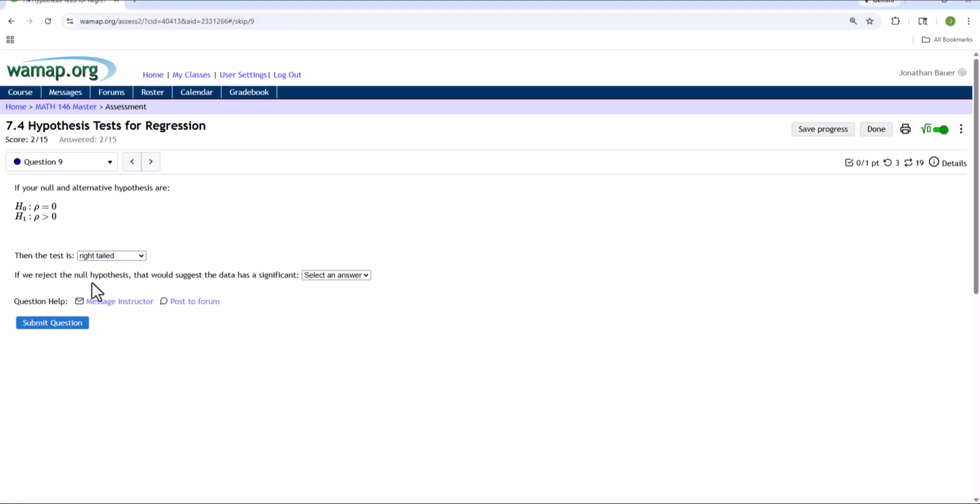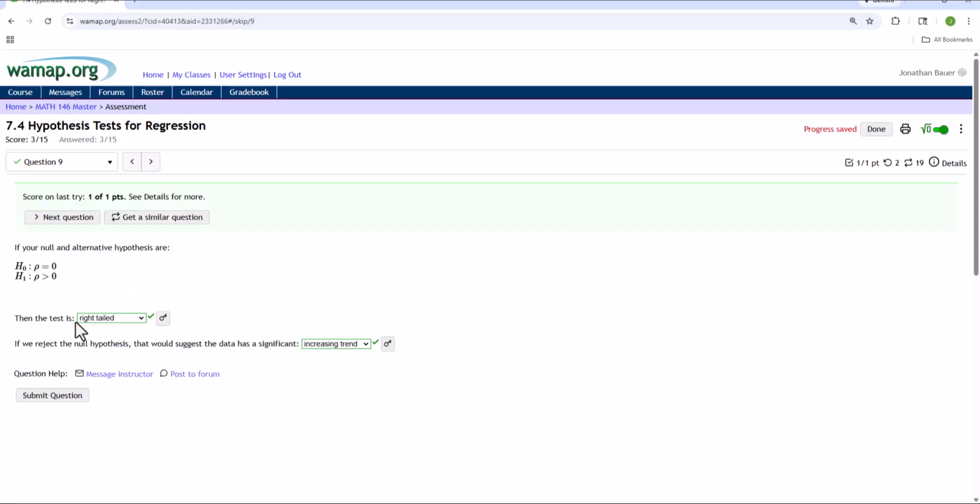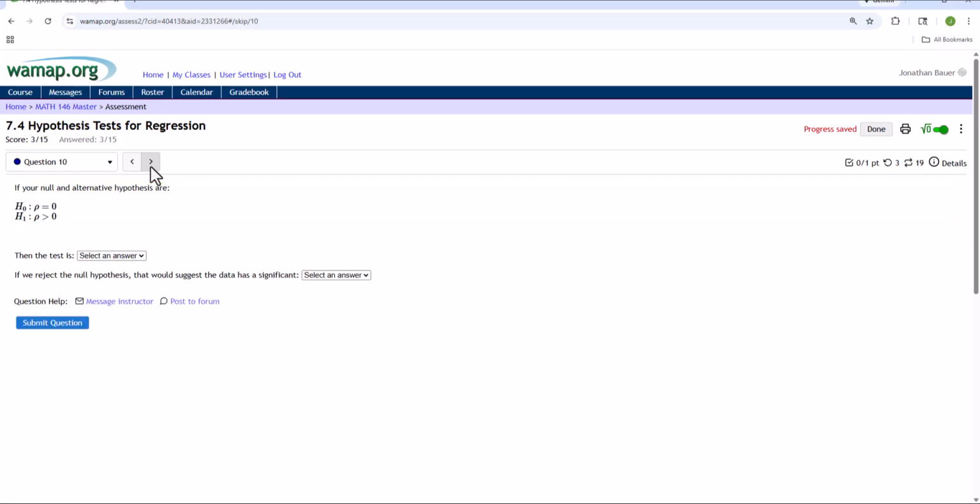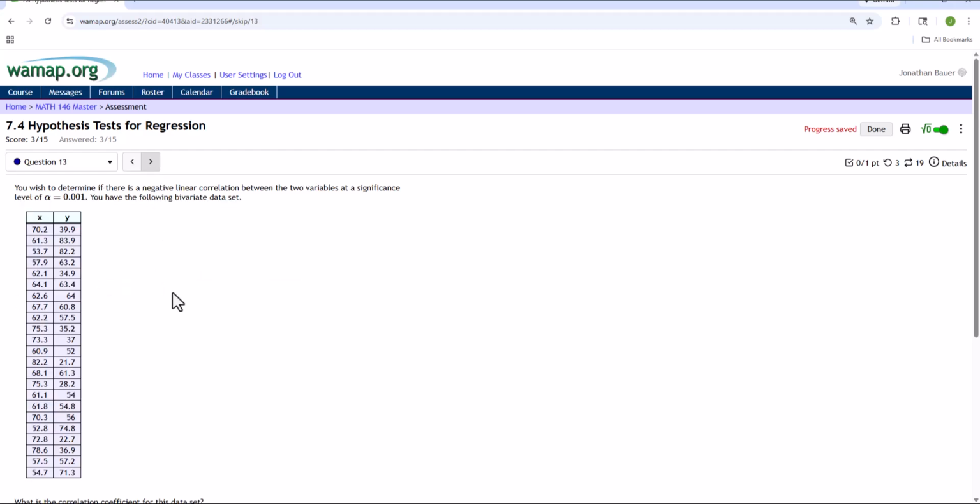If we reject the null hypothesis, remember the null hypothesis is that there is no relationship, that would suggest the data has a significant, and in this case, since we're doing a right-tailed test, it's going to be an increasing trend. If it's a left-tailed test, it's a decreasing trend. And if we're just testing to see if there is a relationship, then we would say a relationship if it happened to be two-tailed. So this is, again, what we have here. You have some options. There's a couple of these that are repeated, but I'm going to get to one where we're doing the whole test here.